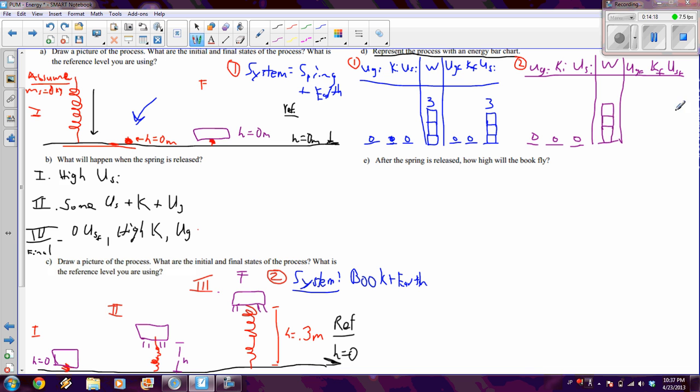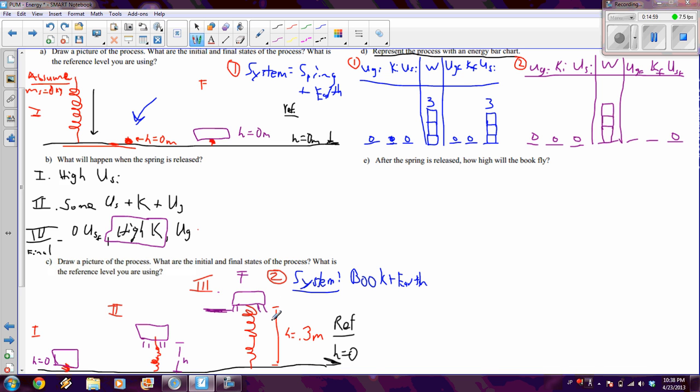In this case now, the book again is our system with the Earth. So we know there is no elastic potential energy in the book. There is some height. It is moving at some speed. We don't know. We did say that this is the maximum point that the book could be gaining speed, because that's the maximum point of the elastic potential energy in the spring. So the kinetic energy will be at a maximum at this point. Like we said, there's going to be this high kinetic energy.